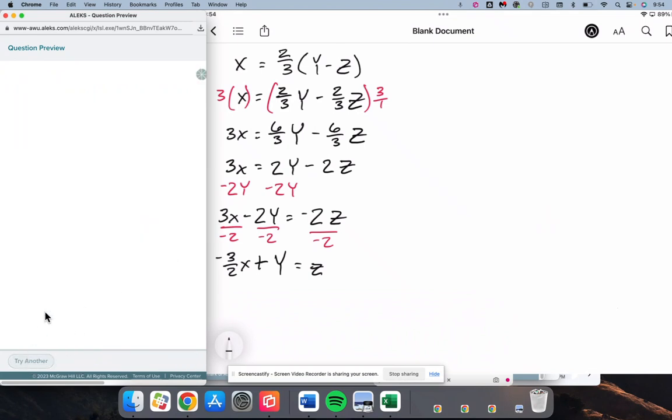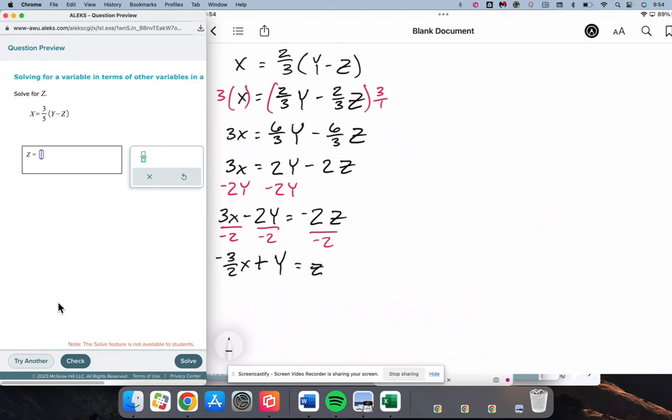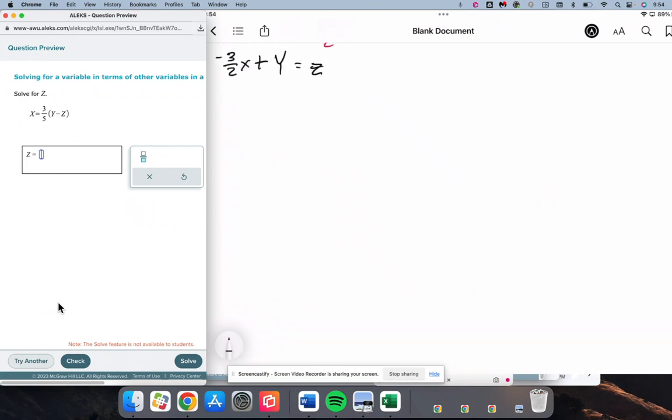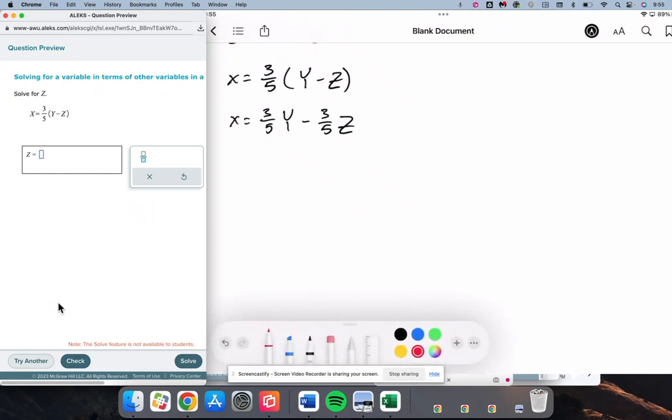All right. On to the next, we have x equals 3/5 times y minus z. Okay, so y minus z is popular, it looks like. Okay, so we're going to simplify the right side by doing the distributive property. 3/5 y minus 3/5 z. And so we see that our denominator is 5. We're going to multiply both sides by 5.